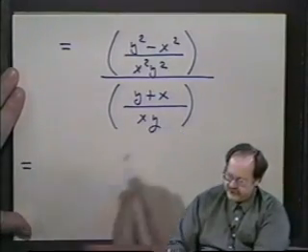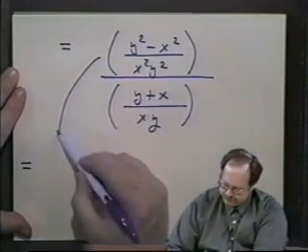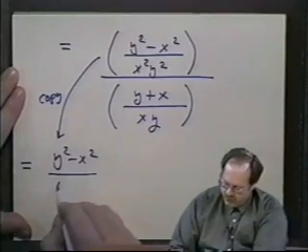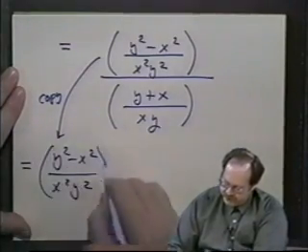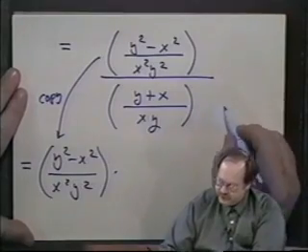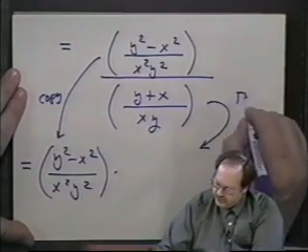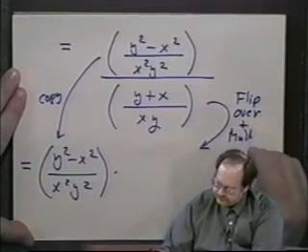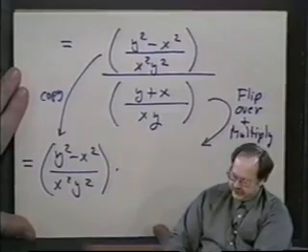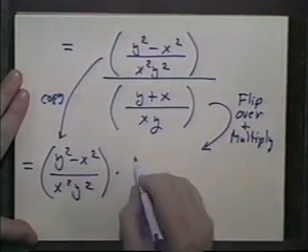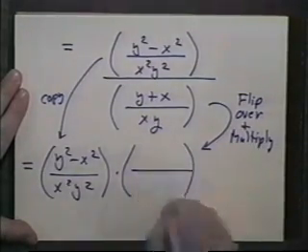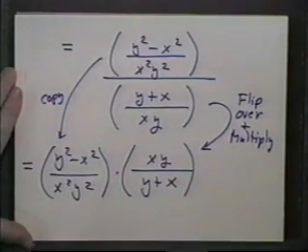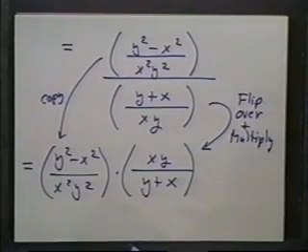I know how to deal with that. What was the rule? Let's see. I copy the top. So I have y squared minus x squared over x squared y squared. Just copy it. And what's on the bottom? What am I supposed to do with this? I'm supposed to flip over and multiply. In other words, write that as a reciprocal. So let me do that. Multiply and flip it over, so it's now xy over y plus x.